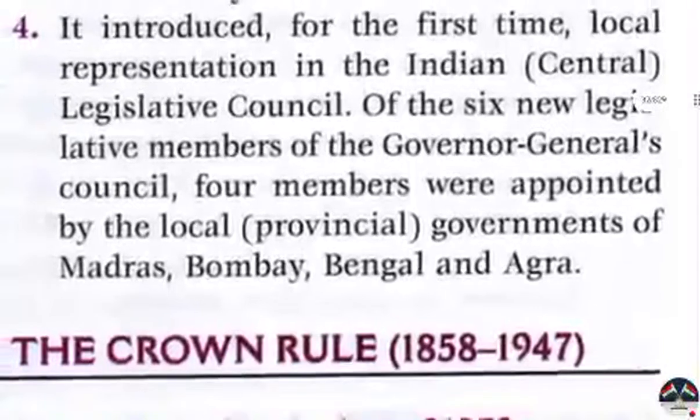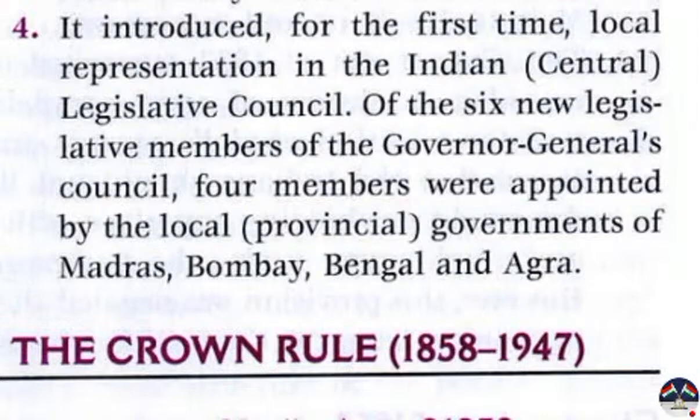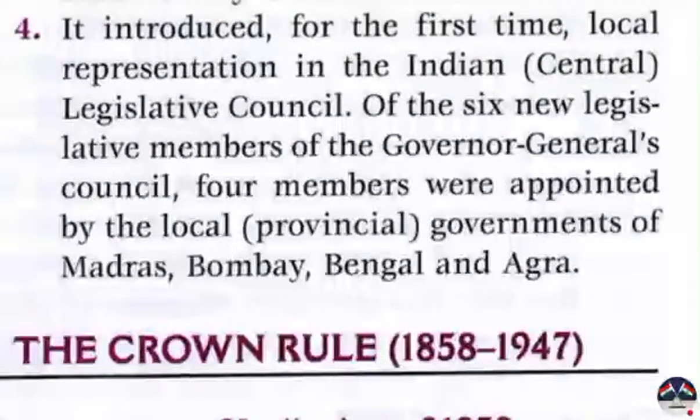And lastly, it introduced for the first time local representation in the Indian Legislative Council. So it was a central legislative council. Of the six new legislative members of the Governor General's Council, four members were appointed by the local provincial governments of Madras, Bombay, Bengal, and Agra.